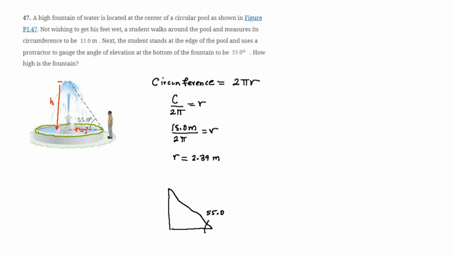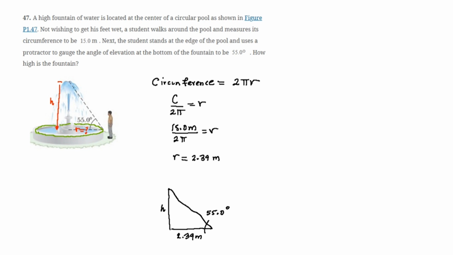This side, that is the radius, is 2.39 meters. And this other side, that is the height of the fountain, is h, the unknown side. Now, how can I calculate this unknown side? How can I calculate how high the fountain is?